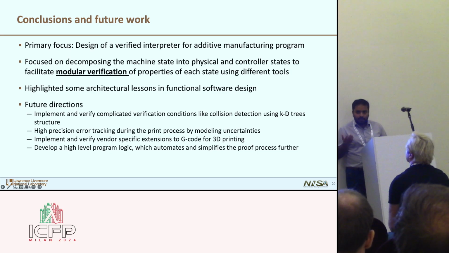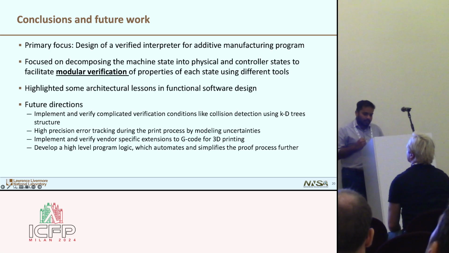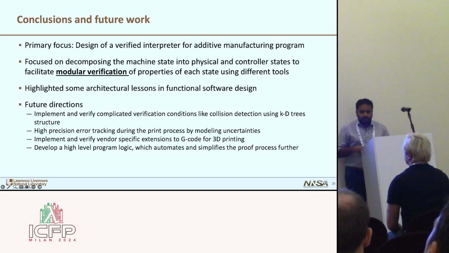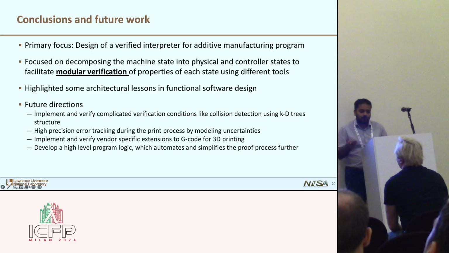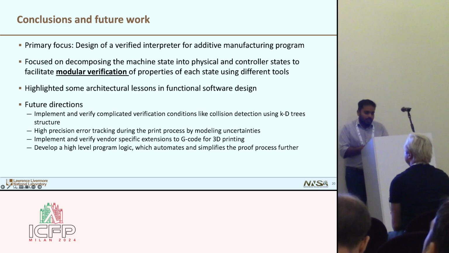Uncertainties can arise throughout the print cycle. They can come from the motors, from the discretization of the motors, or other physical noise, and to get some accurate guarantees on the error in the printing process, we want to model these uncertainties, and that's something on the near horizon. The third thing that we want to pursue is implementing some vendor-specific extensions to Jiggle for 3D printing. These commercial 3D printers come up with vendor-specific extensions, and to make our tool generalizable for analyzing the output of those print processes, we want to model the behavior of these extensions.